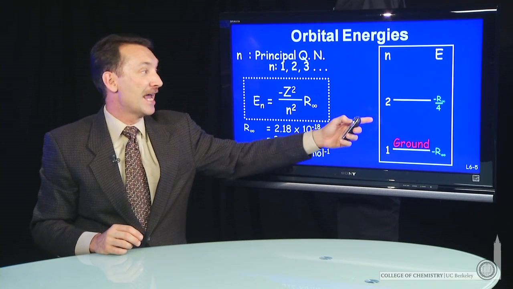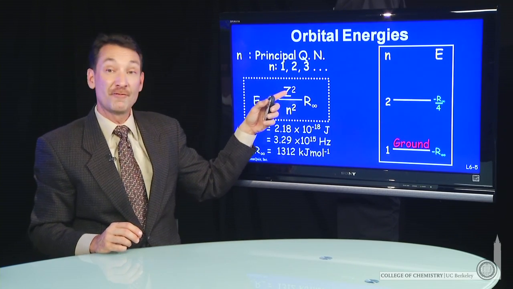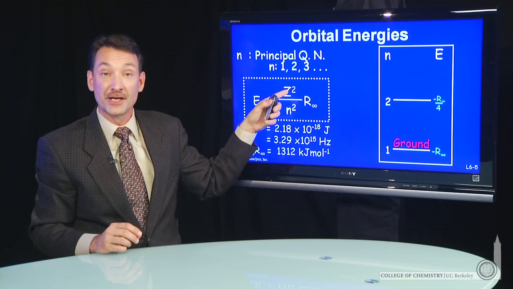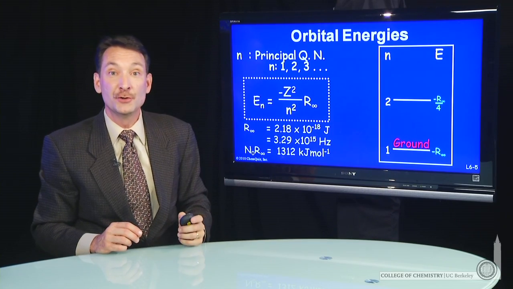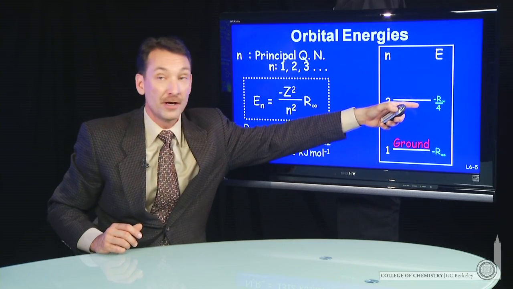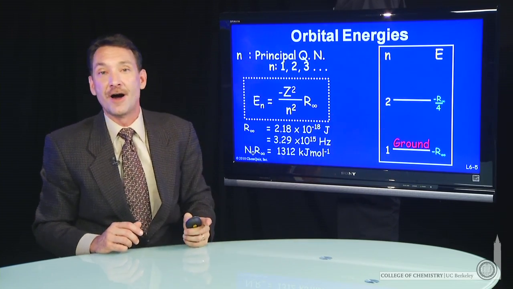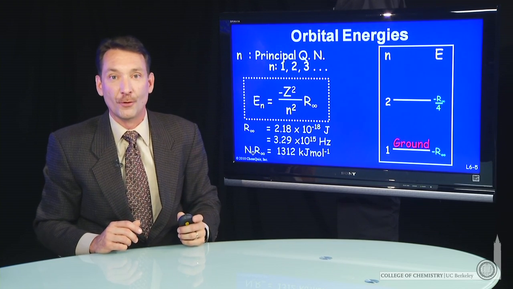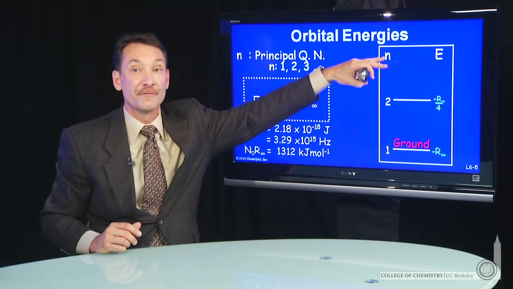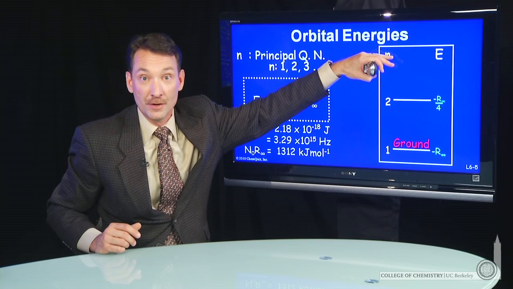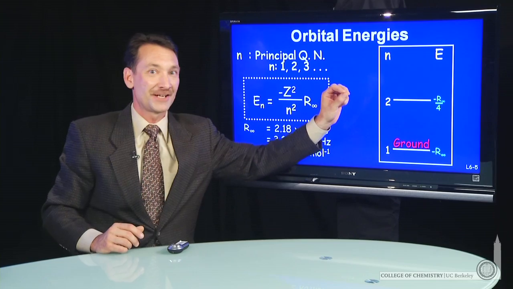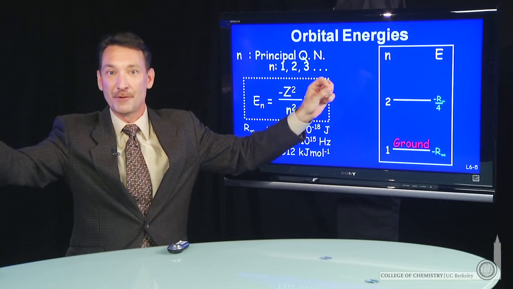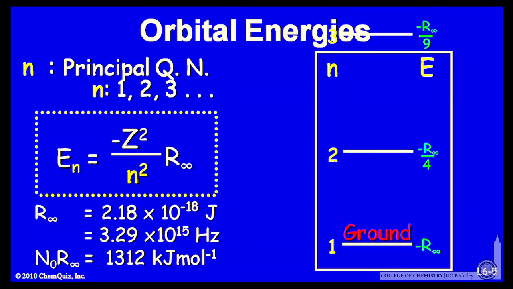If we bring in n equals 2, we still have 1, the charge of the nucleus. We're still talking about a hydrogen atom. Charge of the nucleus is still 1. N is now 2. Square that, you get a quarter of a Rydberg, minus R infinity over 4. A quarter of a Rydberg down from 0, which is the ionized state, the electron and the nucleus separated in space. And you can continue to do that.